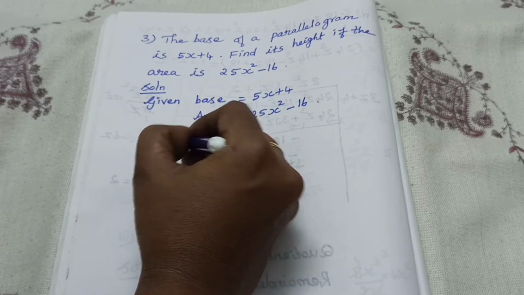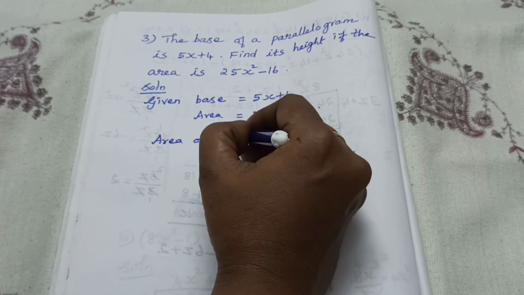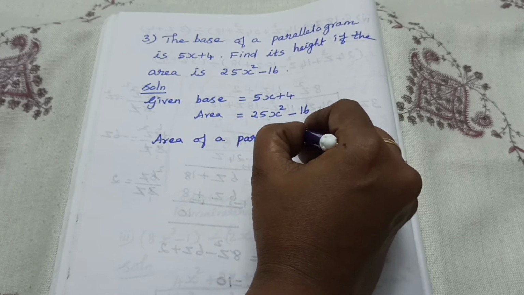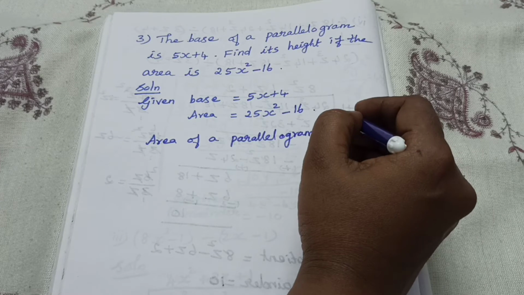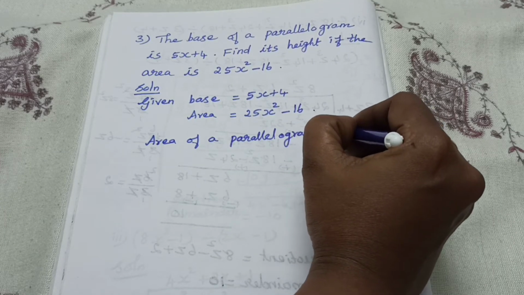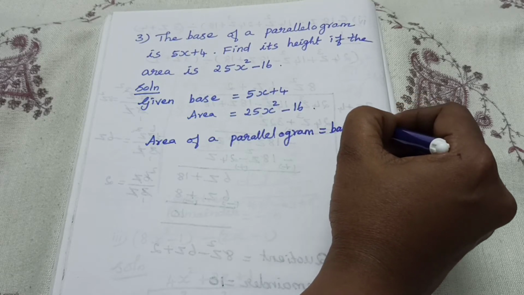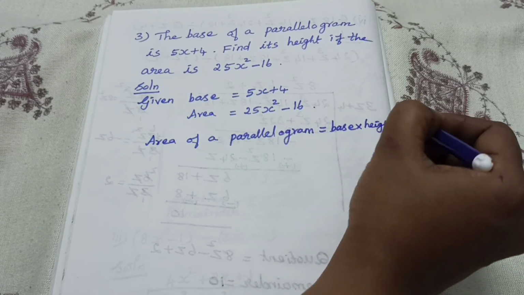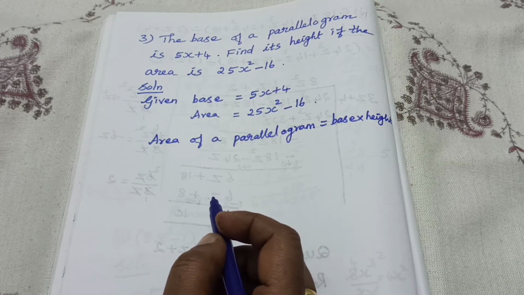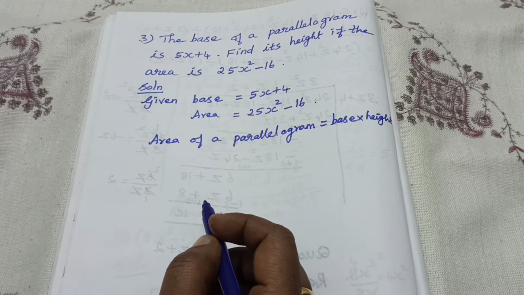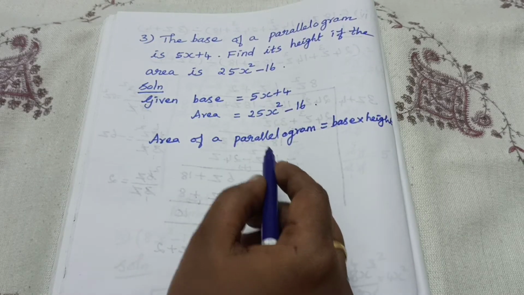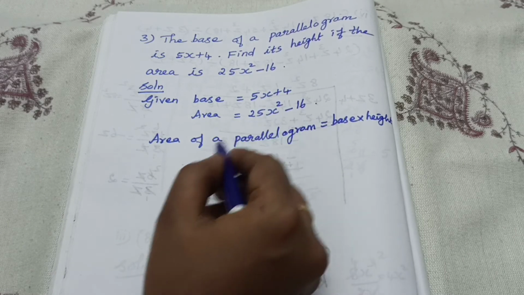Area of a parallelogram is equal to, what's the formula? Base into height, isn't it? Base into height. Okay. Parallelogram means the opposite sides are parallel, isn't it? Then the area of the parallelogram, area we know, isn't it? Shall we substitute here?